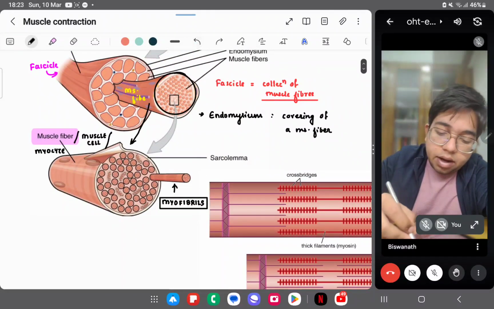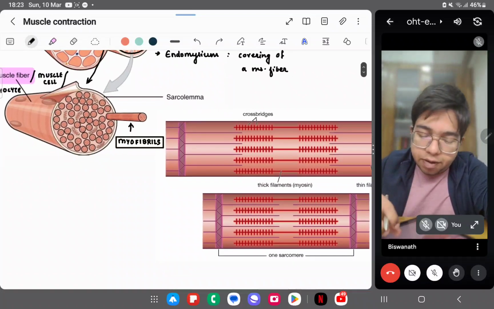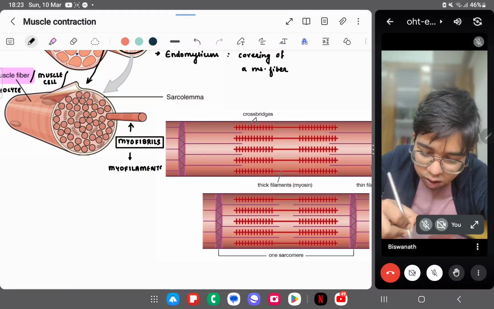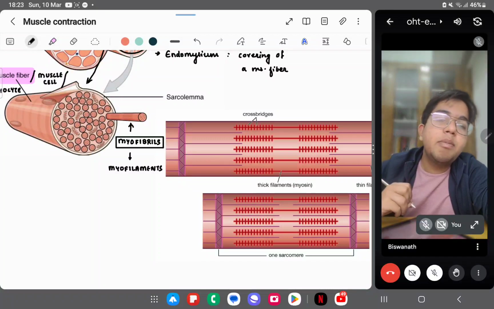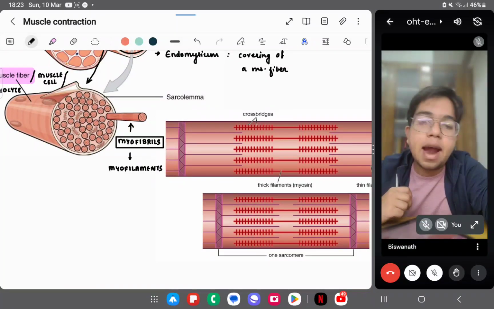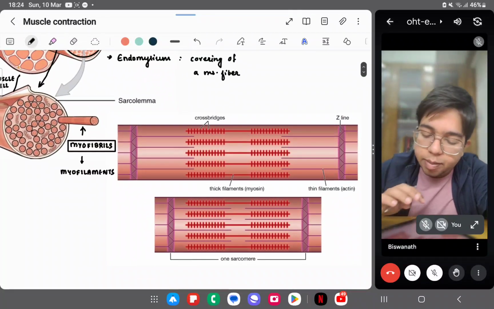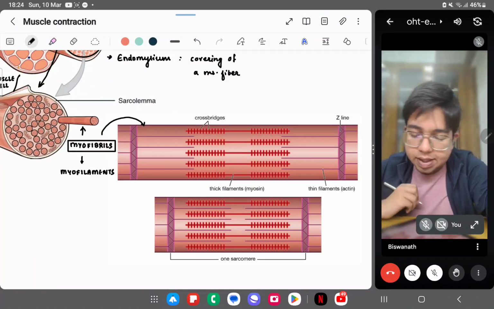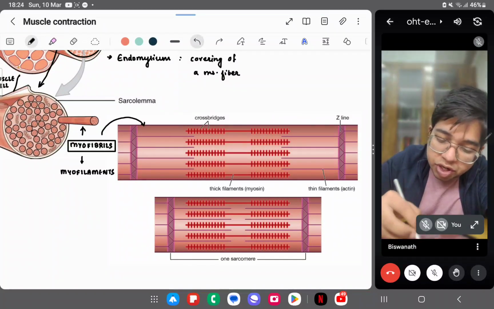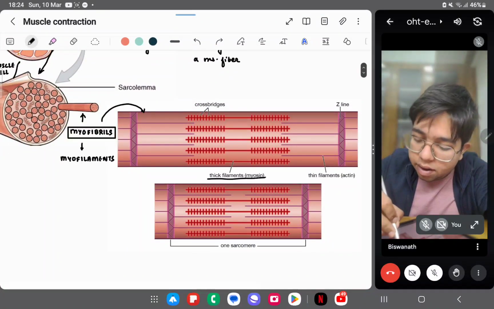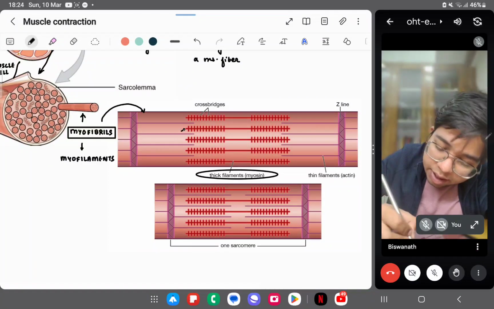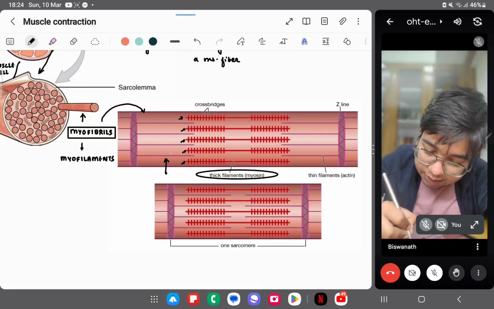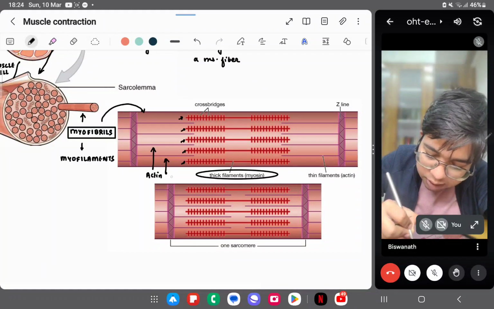And this is the myofibril. This myofibril will have the myofilaments, that is the actin and myosin. And actin and myosin will be arranged in this particular way. If you want to see a myofibril, this whole structure is a myofibril. You can see the thick filaments, the myosin filaments, here in red. We'll see how they are arranged, and these are your actin filaments.